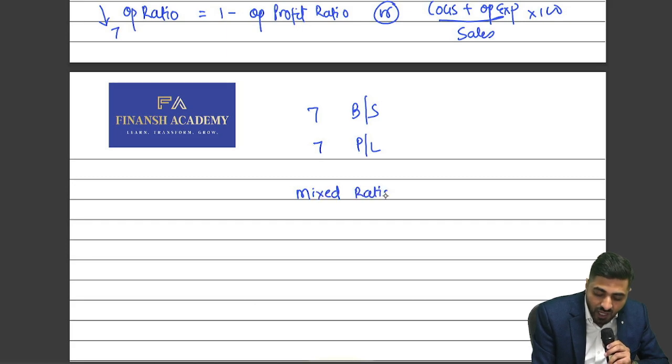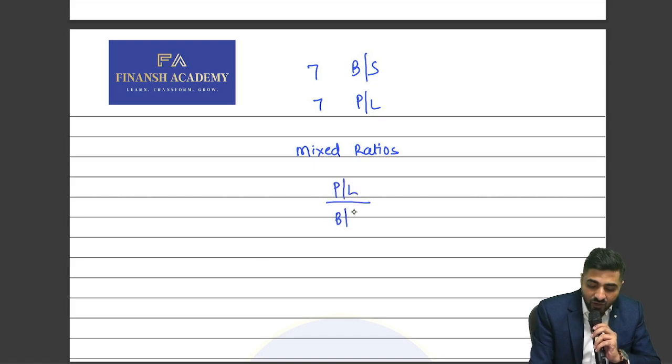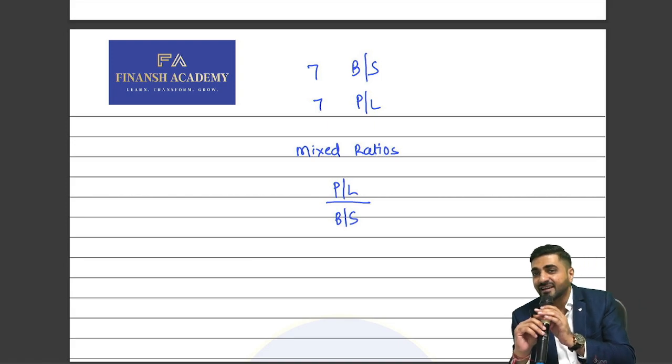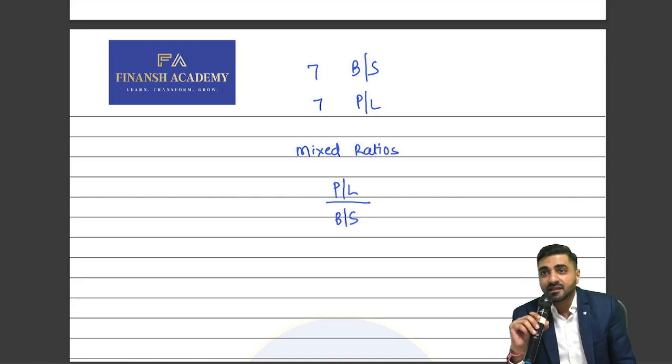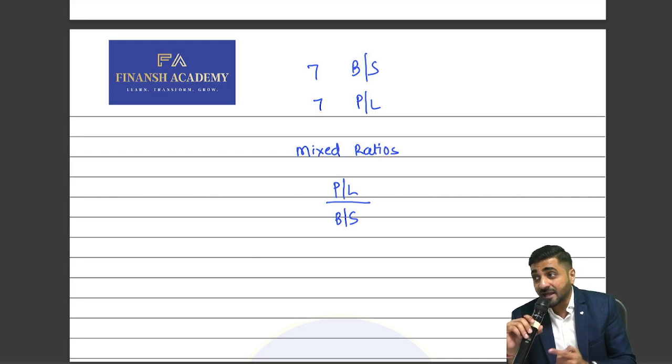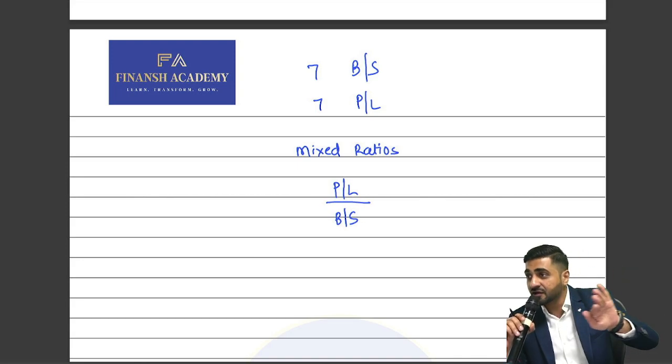Okay. Now in mixed ratios, numerator comes from, denominator comes from. I hope you guys are trying to understand that first of all, both the figures are coming from two separate statements, right? And this is happening for the first time, because in balance sheet it does not occur, in P&L it does not occur, in mixed ratio it is occurring.